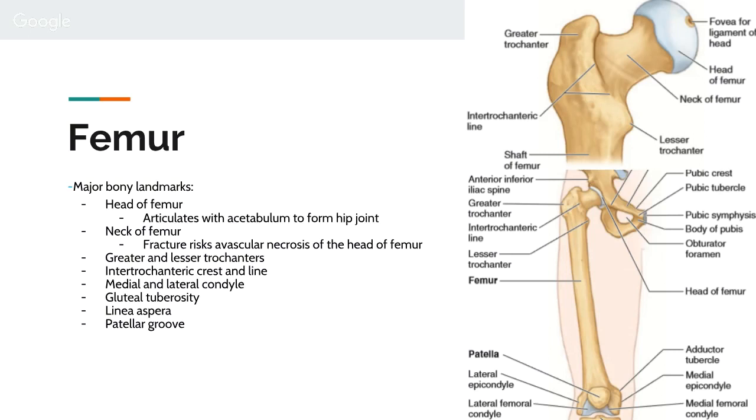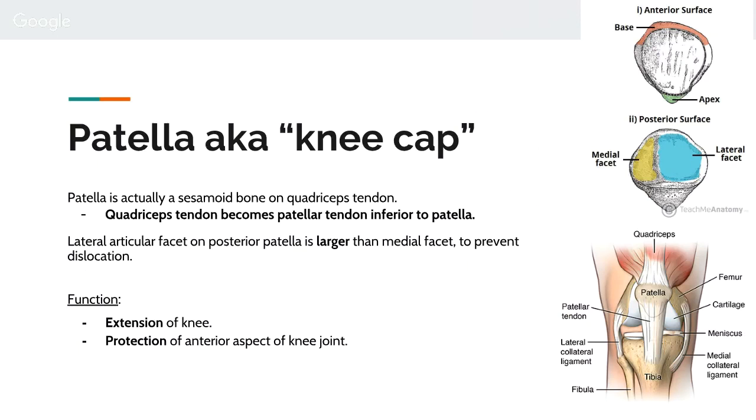Okay, those are the femur. Note, these are the major bony landmarks, just because they're relevant for your attachments, where different muscles attach. But apart from that, not really that relevant. Patella, it's a kneecap. It's a sesamoid bone. Function: extension, protection. Yeah.